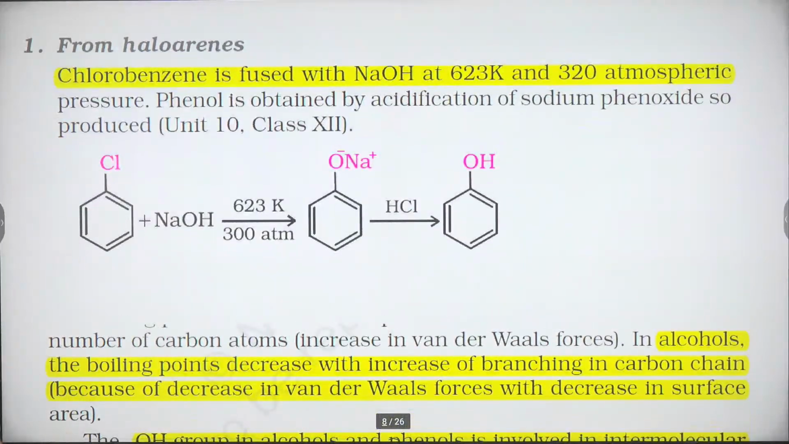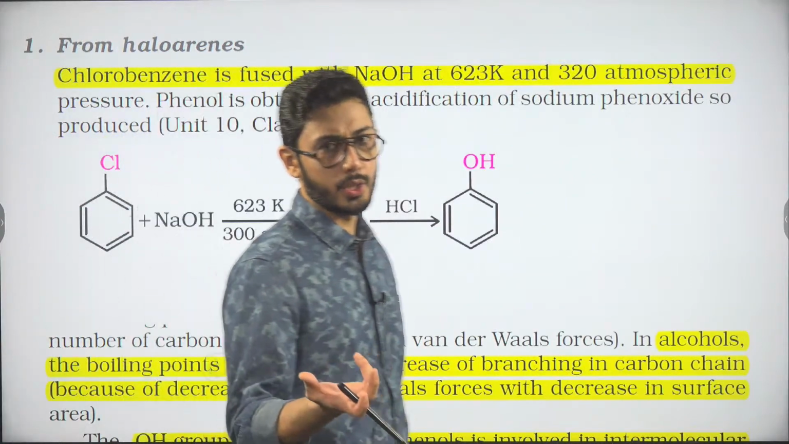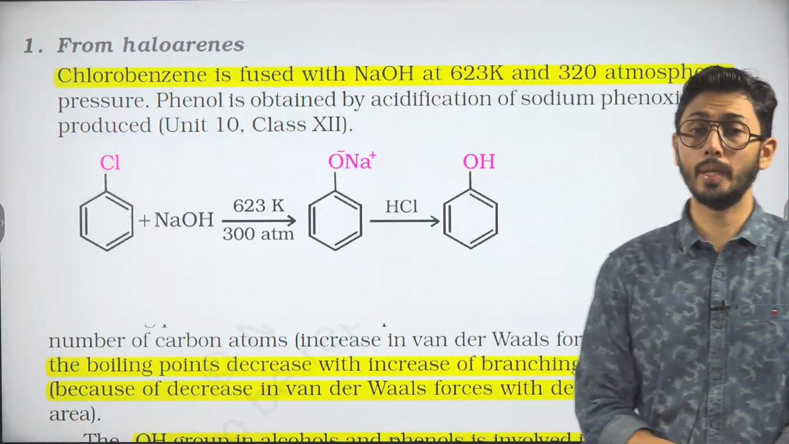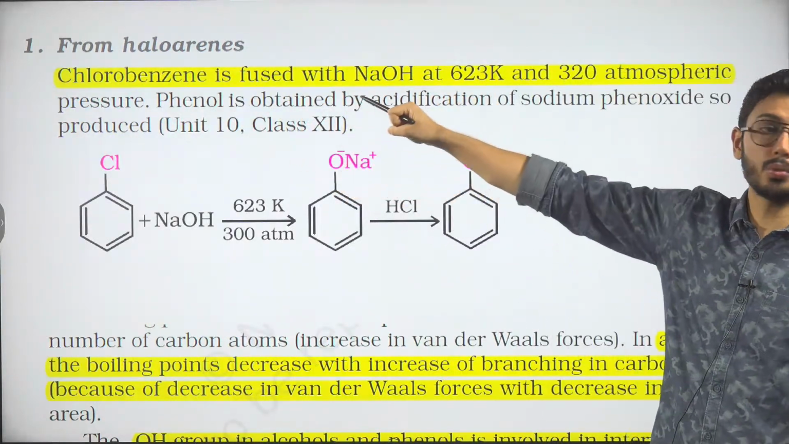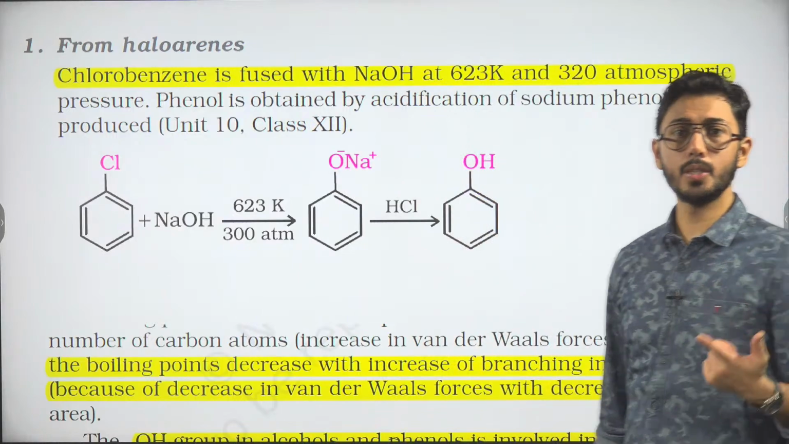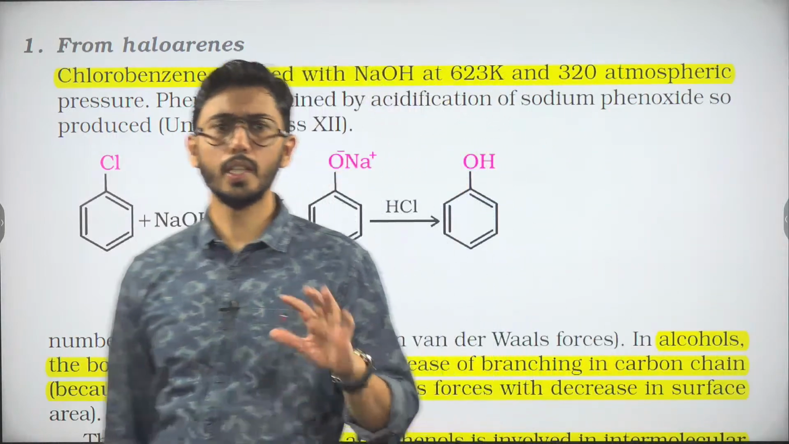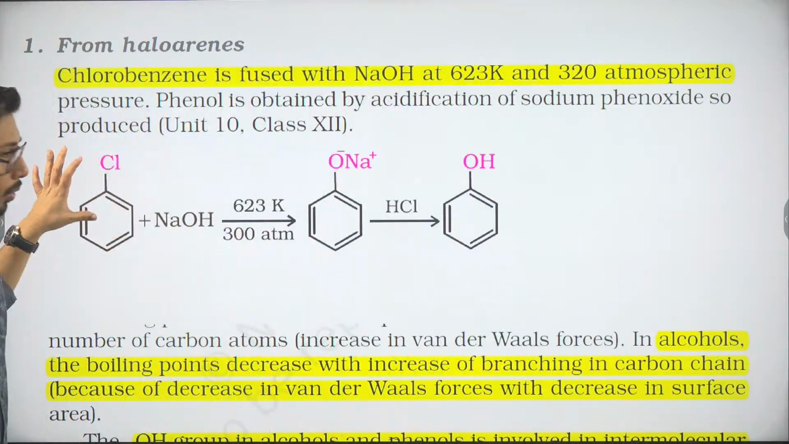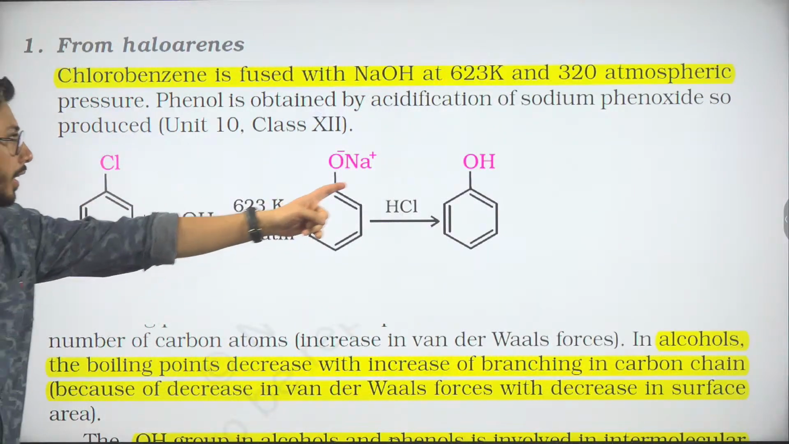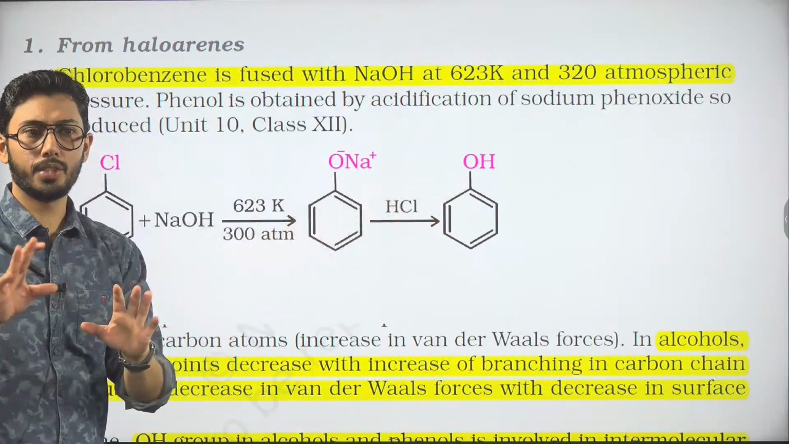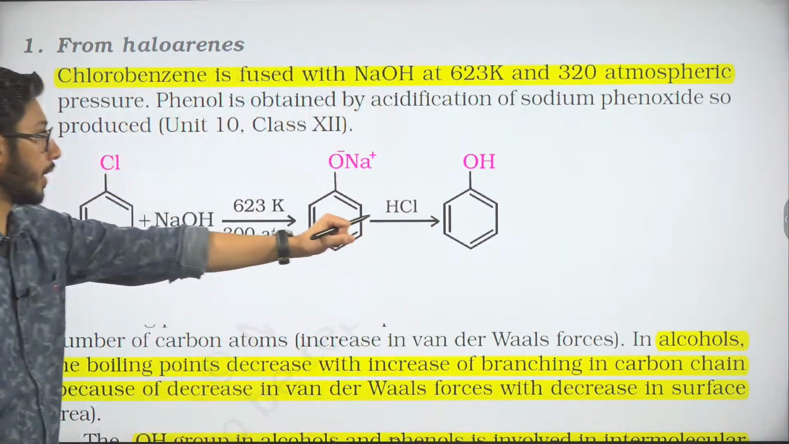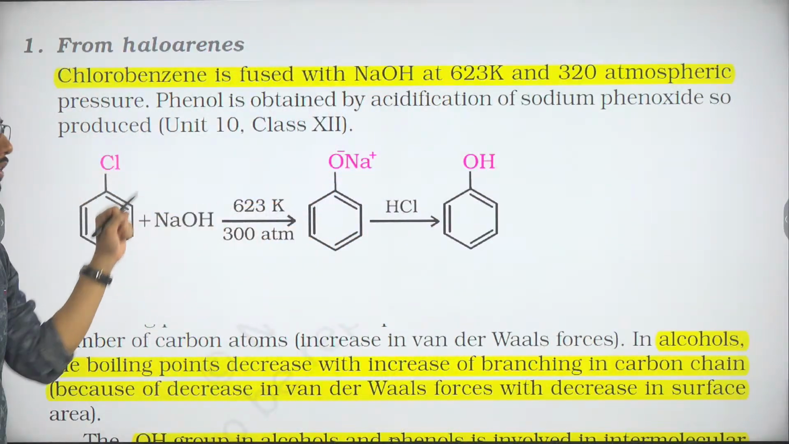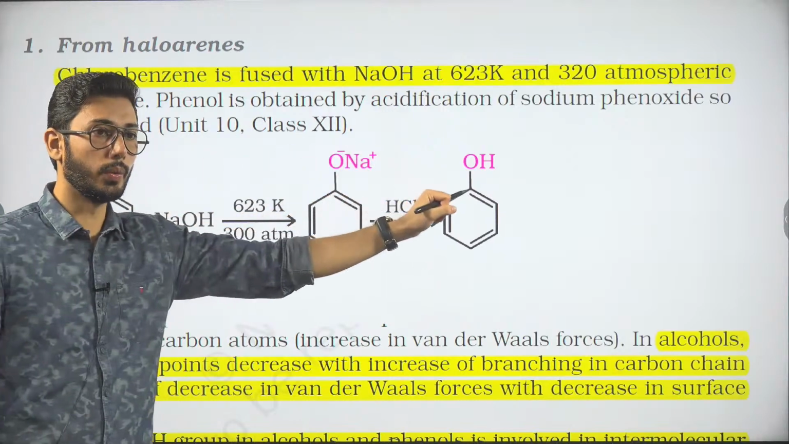Then which process is this? Dow's process. Dow's process is another reaction, you can say a name reaction of this chapter, although the name is not mentioned here, in which chlorobenzene is fused with NaOH at high temperature and high pressure. So what is the reaction? In chlorobenzene, Cl leaves and finally OH comes. Again, which reaction? Nucleophilic substitution reaction, where Cl is initially present and finally OH.